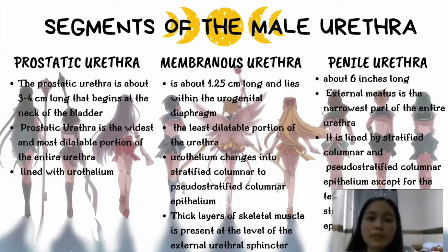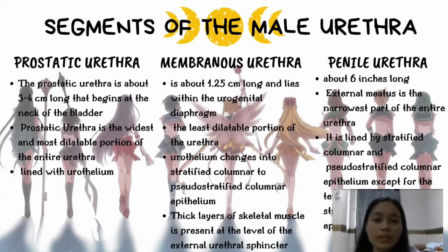The membranous urethra is about 1.25 centimeters long and lies within the urogenital diaphragm, surrounded by the sphincter urethrae muscle. It is the least dilatable portion of the urethra, and the urothelium changes into stratified columnar to pseudostratified columnar epithelium. A thick layer of skeletal muscle is present at the level of the external urethral sphincter.